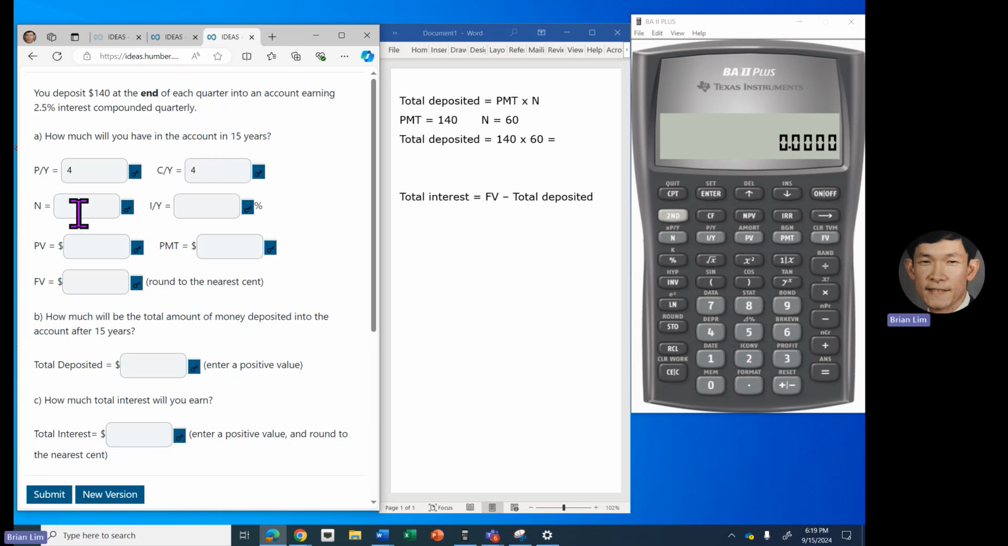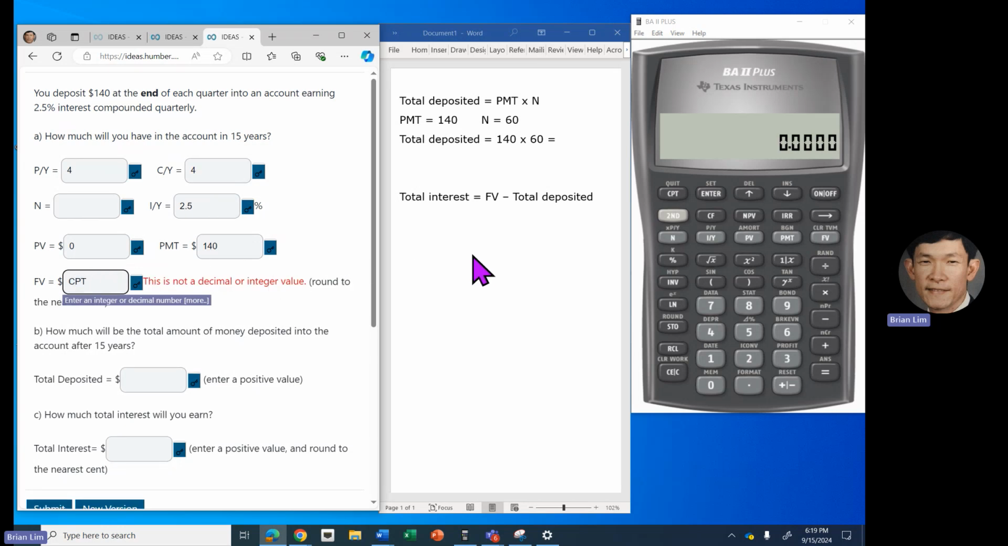All right, now let's skip over N. The interest rate is 2.5%, so let's put the 2.5 there for the interest rate. The present value is 0 because we're starting from 0. The payment is $140. There we are. And the future value is what we would want to compute. How much will you have in the account in 15 years? So the future value is what needs to be computed, and we can start.